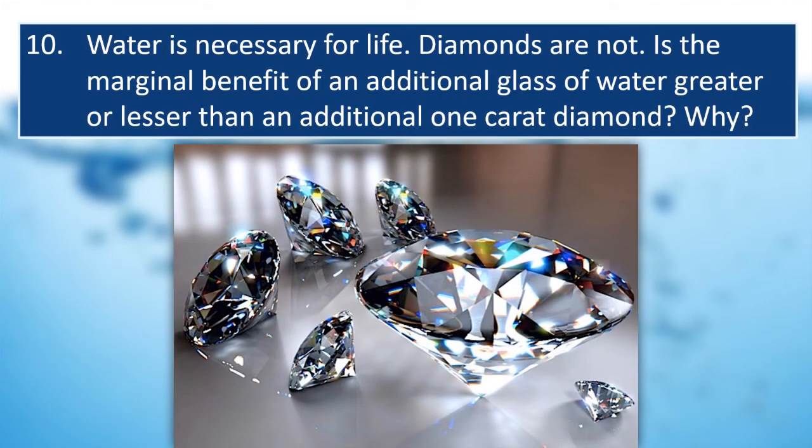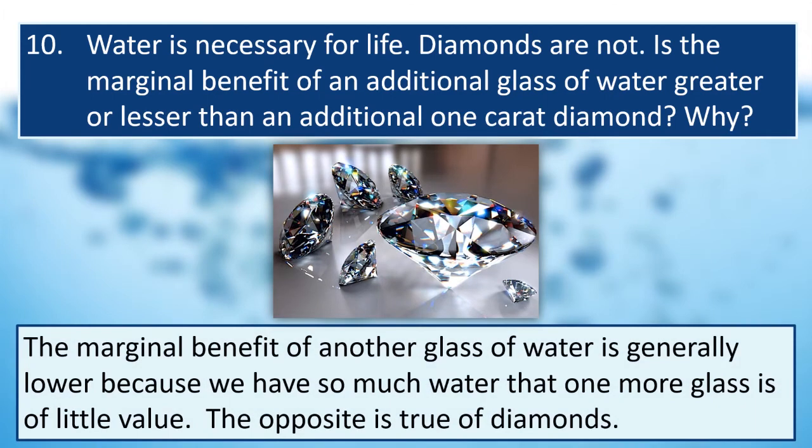Question number 10. Water is necessary for life. Diamonds are not. Is the marginal benefit of an additional glass of water greater or lesser than that of an additional 1 carat diamond, and why? One possible answer is the marginal benefit of another glass of water is generally lower because we have so much water that one glass is of little value. The opposite is true of diamonds. And of course, we're talking about anything bigger than 1 carat. But water is pretty out there.